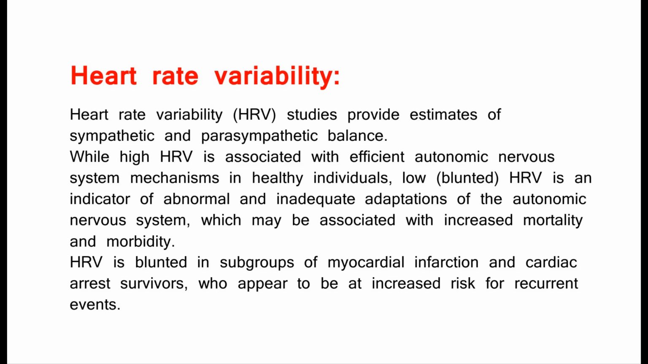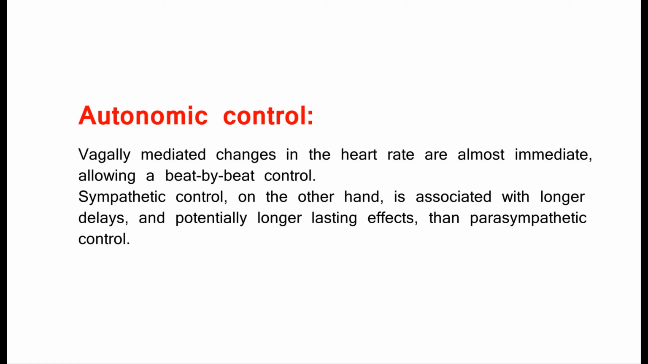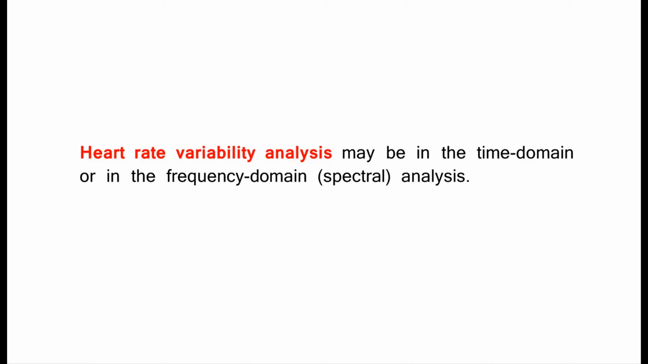HRV is blunted in subgroups of myocardial infarction and cardiac arrest survivors, who appear to be at increased risk for recurrent events. Autonomic control. Vagally mediated changes in the heart rate are almost immediate, allowing a beat-by-beat control. Sympathetic control, on the other hand, is associated with longer delays, and potentially longer lasting effects, than parasympathetic control. Heart rate variability analysis may be in the time domain or in the frequency domain, spectral analysis.